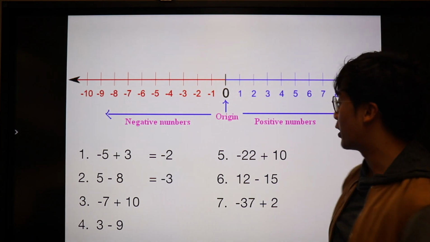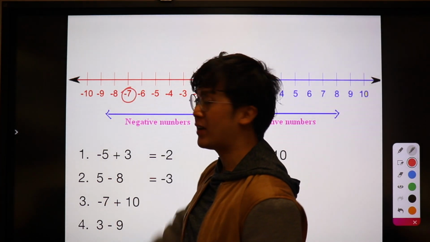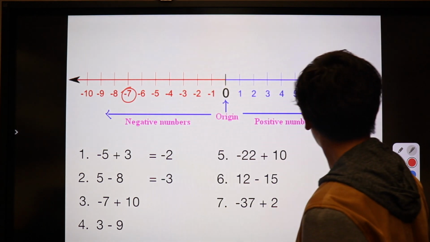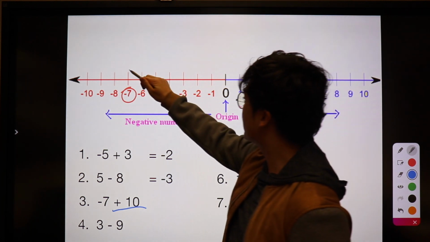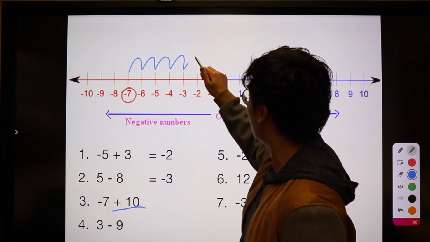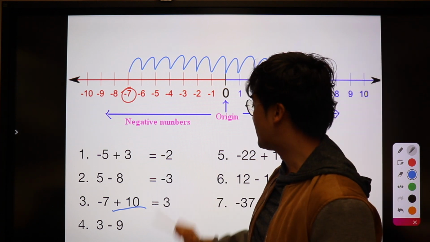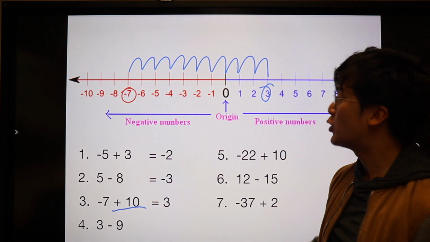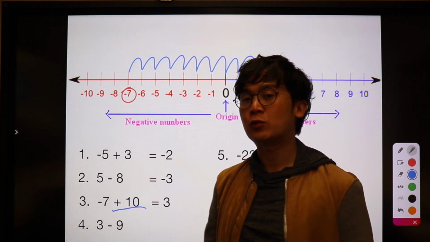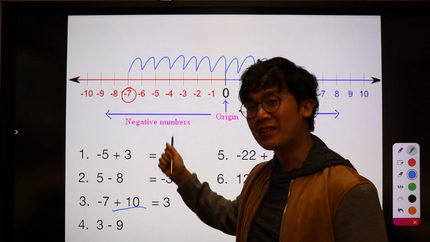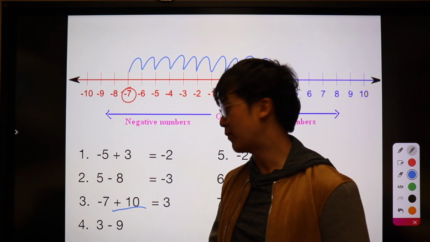And if we're going to be working with negative 7 plus 10, it means we're going to start at negative 7, and we're going to be moving 10 units going to the positive direction. So we'll have 1, 2, 3, 4, 5, 6, 7, 8, 9, 10. So the answer is positive 3. So that is how we use the number line if we need to visualize how we're getting these integers as a result of adding and subtracting positive and negative numbers.